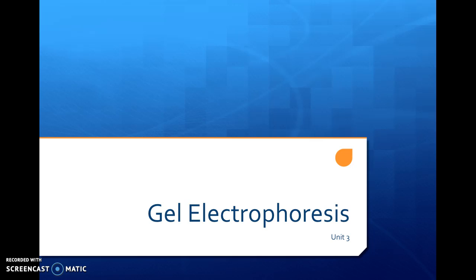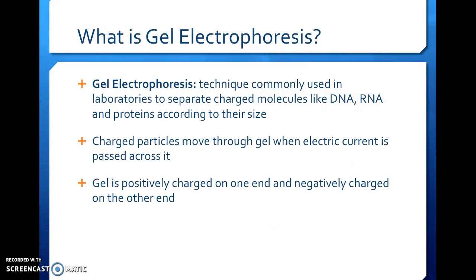This is figuring out whether we have DNA in our system, what kind of DNA we have present. So we're going to go through what gel electrophoresis is and also talk about what its uses are. So if we're moving through here, what is gel electrophoresis? This is a technique that is commonly used in laboratories, some universities, different places like that, where we're going to separate the charged molecules like DNA and RNA and proteins according to their size.